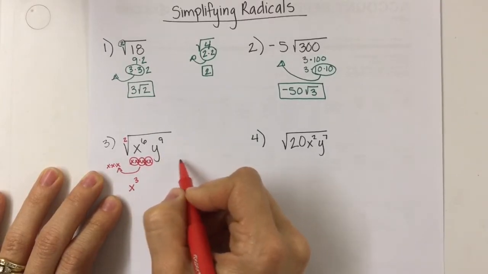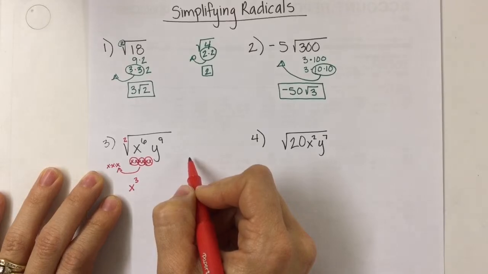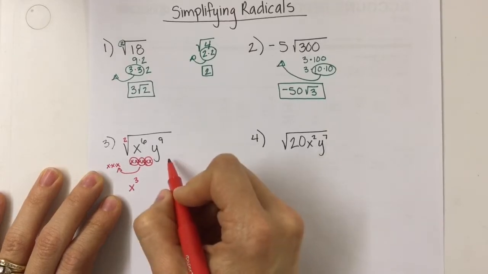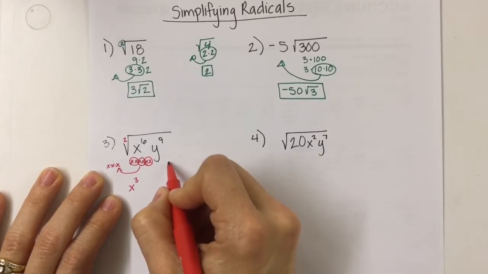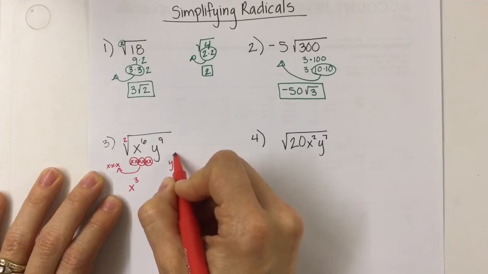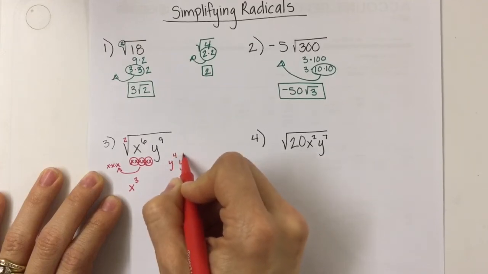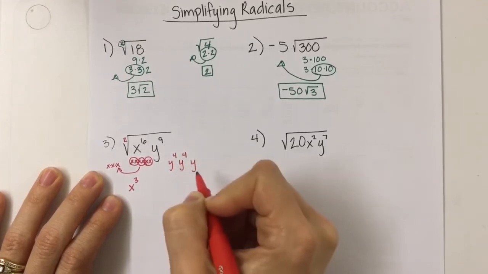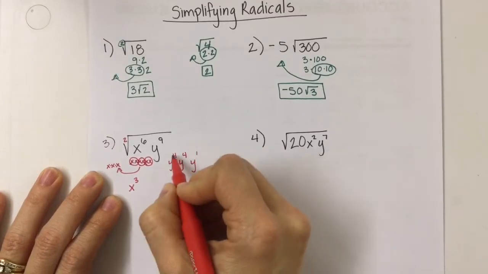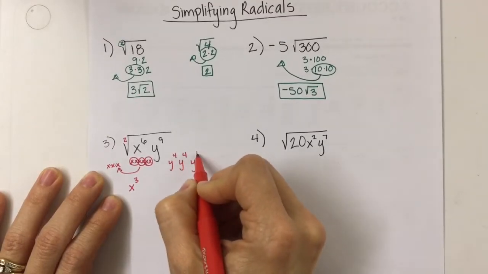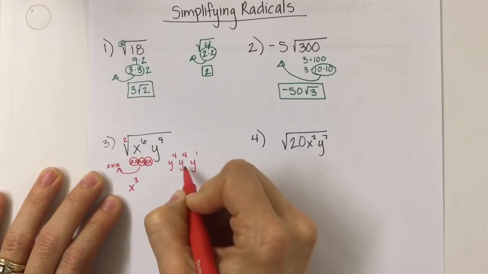Y to the 9th, I really don't want to write out 9 y's. I want to look for another way of doing this. This is where I go back to my rules of exponents. This would be the same thing as y to the 4th times y to the 4th times y, because when I add these exponents, 4 and 4, 8, and one more gives me 9, I have 9 y's.